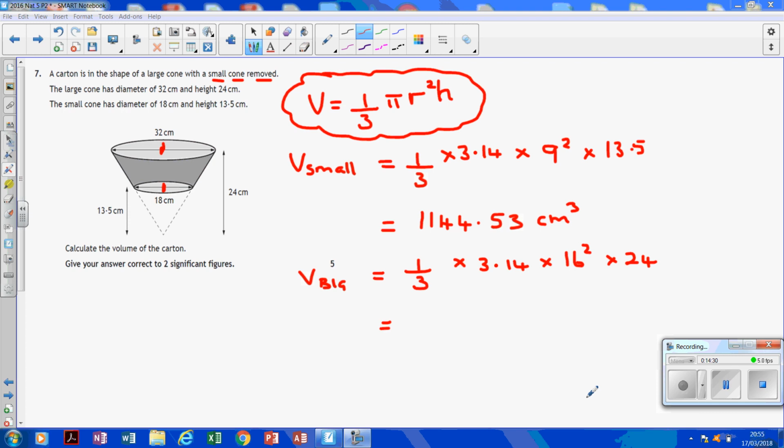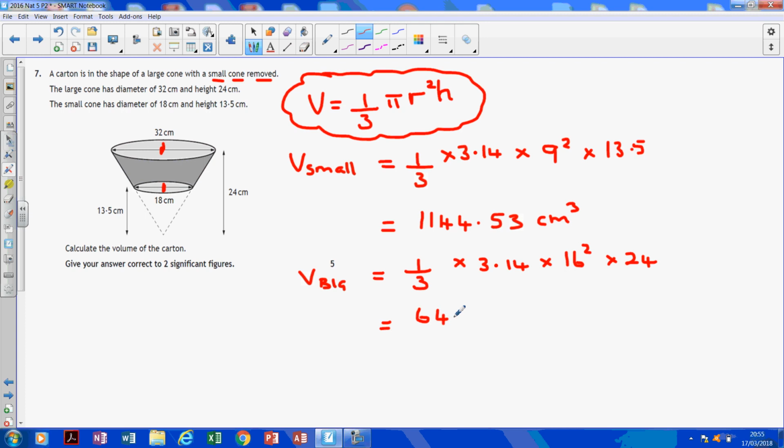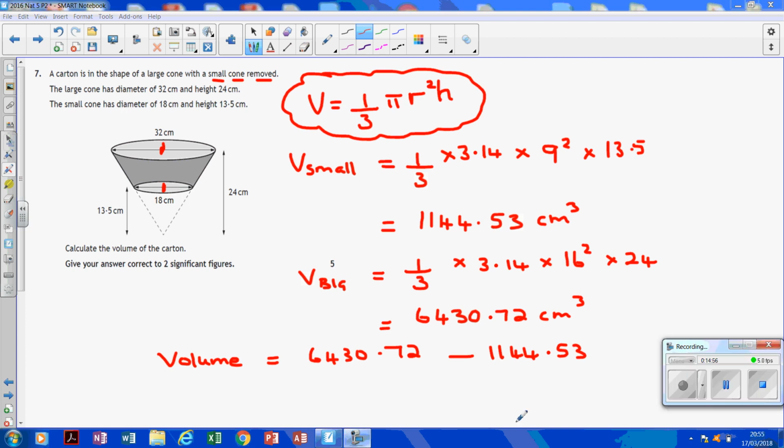Stick all of that in. That gives me 6,430.72 centimetres cubed. Now the only thing now we've got to do is the volume of the carton. So the volume of that has got to be 6,430.72 take away 1,144.53. That gives me 5,286.19 centimetres cubed. Now, back up here, give your answer correct to two significant figures.